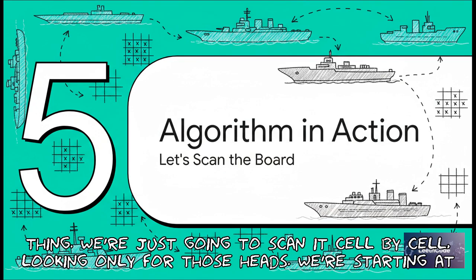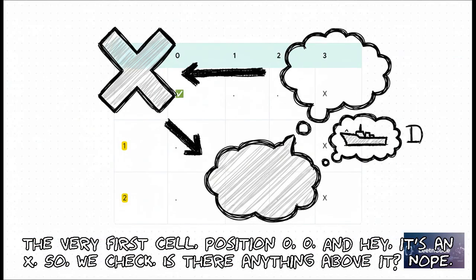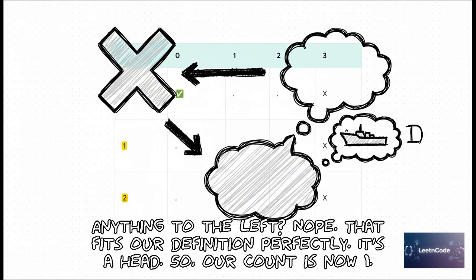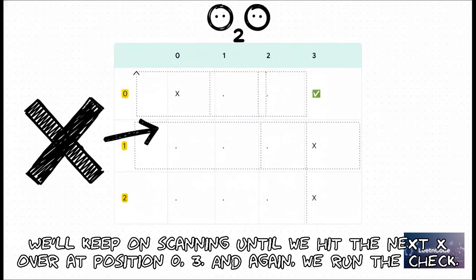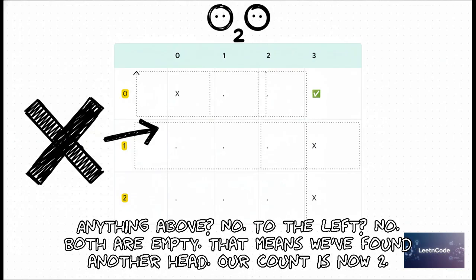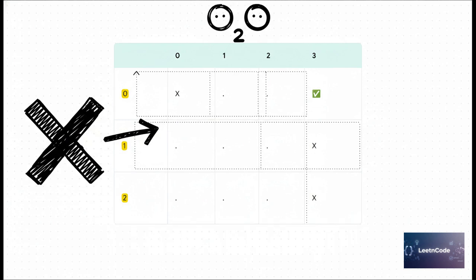We're just going to scan it cell by cell, looking only for those heads. We're starting at the very first cell, position 0, 0. And hey, it's an X. So we check, is there anything above it? Nope. Anything to the left? Nope. That fits our definition perfectly. It's a head. So our count is now 1. We'll keep on scanning until we hit the next X over at position 0, 3. And again, we run the check. Anything above? No. To the left? No. Both are empty. That means we've found another head. Our count is now 2.